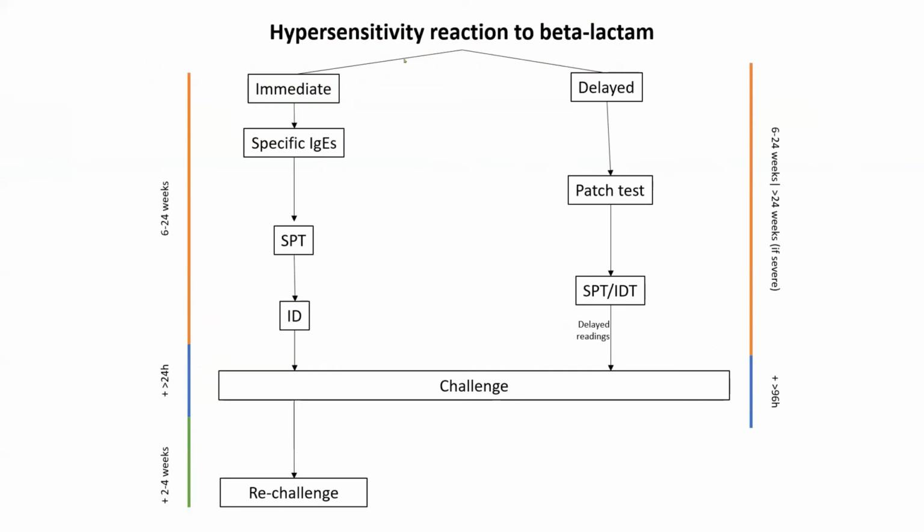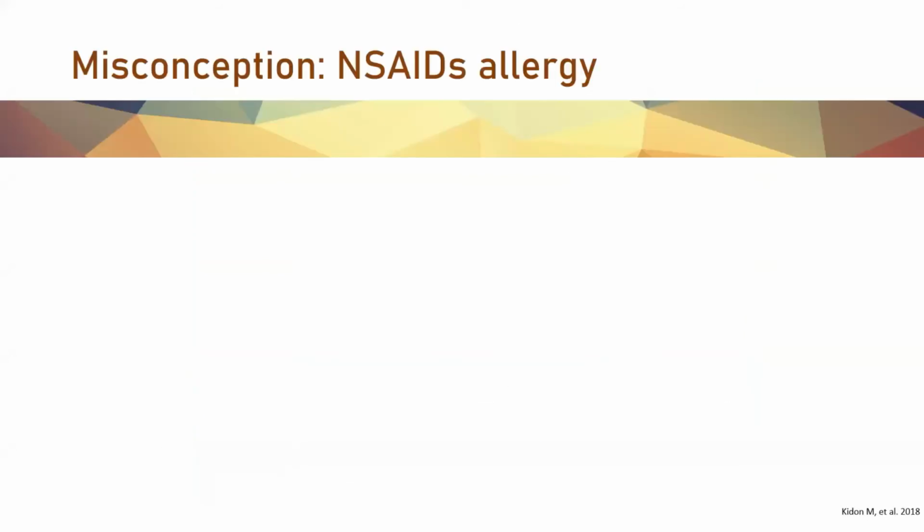So what to do? Hypersensitivity reaction to a beta-lactam. If it is an immediate type, we have specific IgEs that can be ordered, we have skin prick test, which is pretty standardized for this group of medication, and we have intradermal reaction. After this, we can decide to proceed with a challenge with the culprit drug if we want to exclude the presence of allergy, or with an alternative medication if the allergy is confirmed and we want to find a safe alternative, for example among the cephalosporins. For the delayed type, the tests are different, but the procedure is pretty much the same.